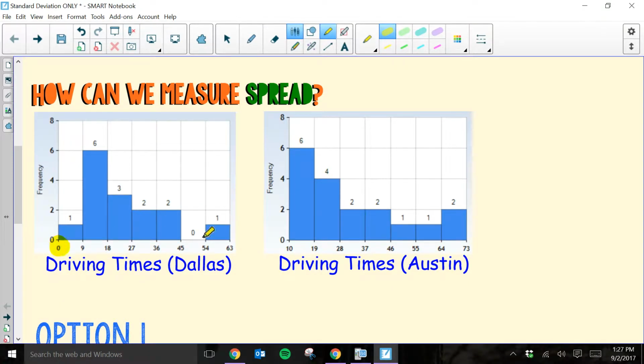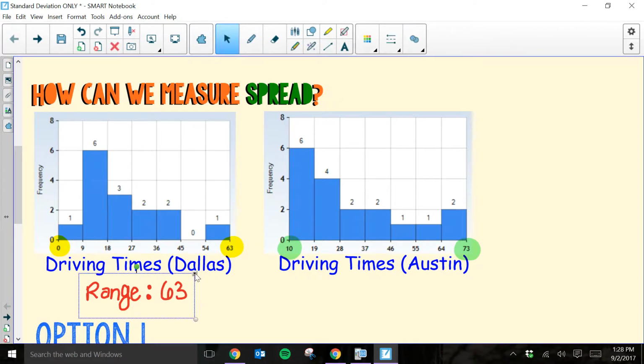Because right here, I made a histogram. And remember, histograms are great to show the shape, but they do hide the original values. Because right now with the driving times, it kind of looks like my range is 63, high minus low, at least with how I've set up the histogram. Here's the problem. If I go to the other histogram, notice I switched it. We're looking at the traveling times in Austin, 10 and 73. Well, it looks like I can just copy the range. It's the exact same one. They both have a range of 63.